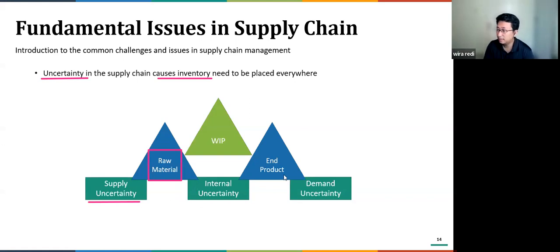Another case is that after the materials come into your company, you need to produce the end products. So you produce, partially having several work-in-progress materials. However, you have issues with the machines, for example, or the human resources. Sometimes they produce not-so-good quality products, so you need to have some inventory ready to handle that internal uncertainty. And finally, because you don't know the demand with certainty, which often happens, you sometimes need inventory of the end products. So those are two fundamental issues of supply chains.